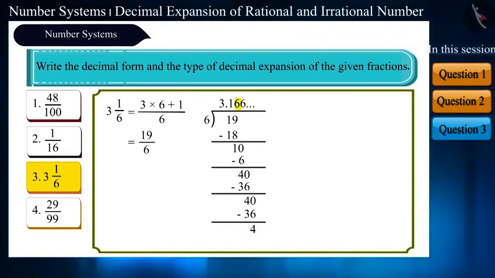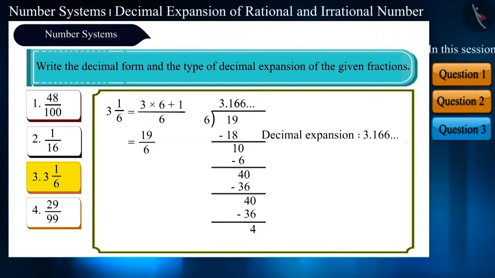And after 2 steps, 6 is getting repeated. Hence, we get the decimal expansion as 3.16666. Therefore, this expansion is non-terminating, recurring.